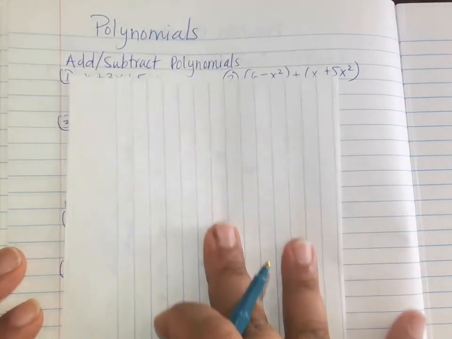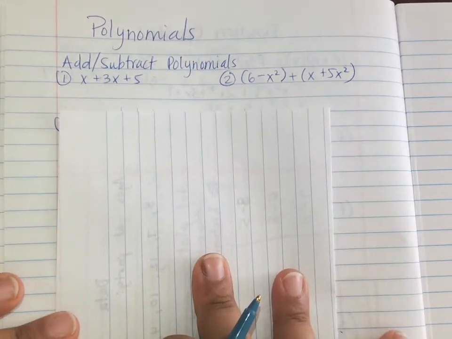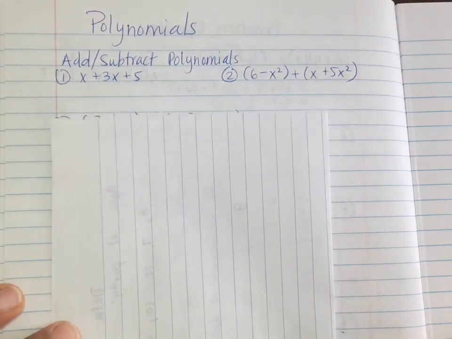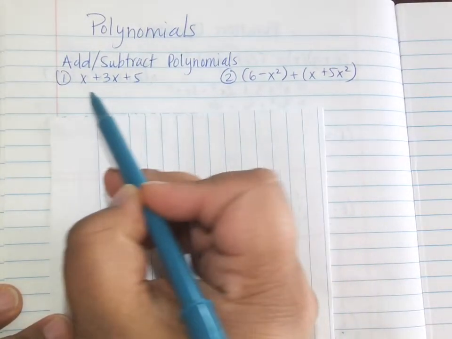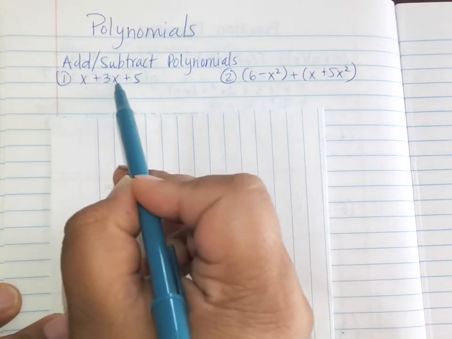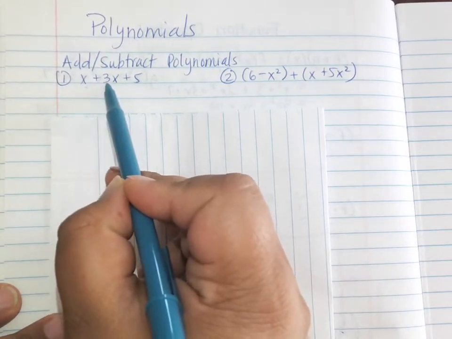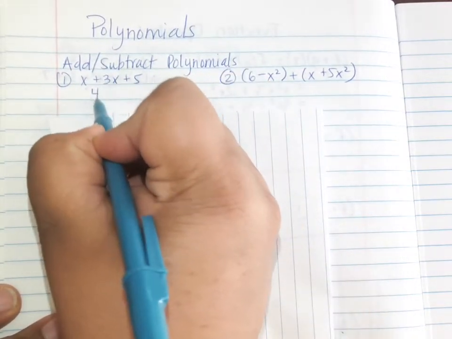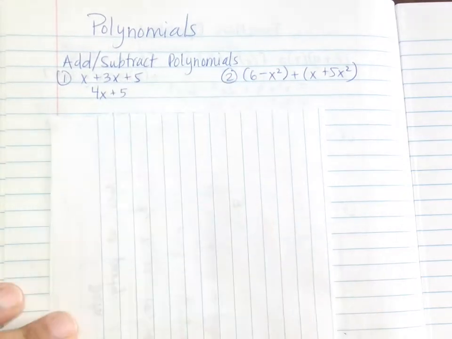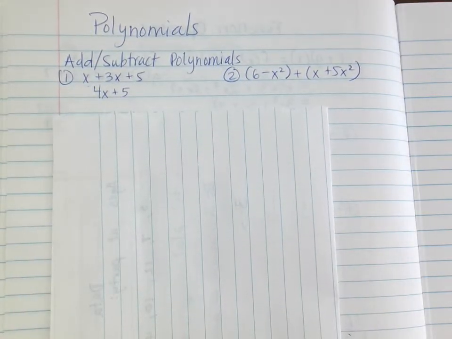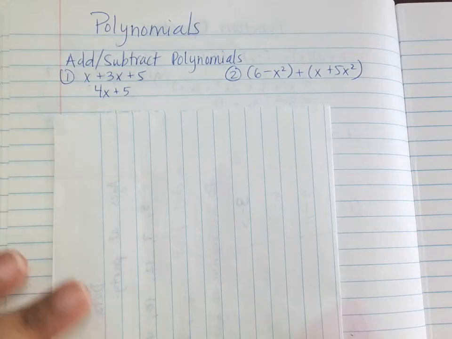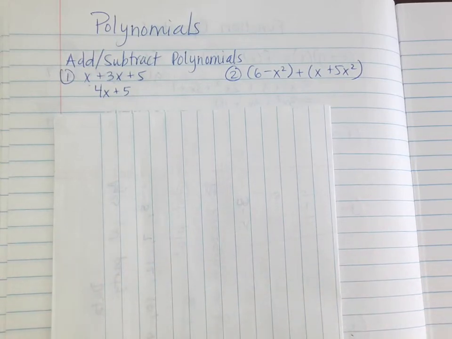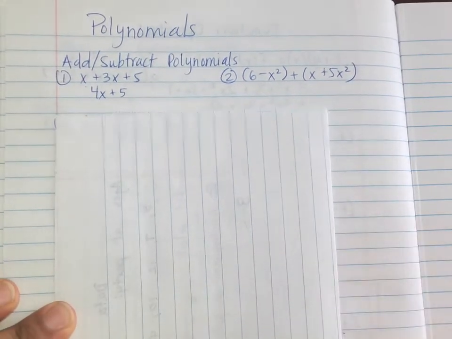So we're going to start by going over adding and subtracting polynomials first. So number one, it's basic adding like terms. We know these two are like terms because they both have an x with the same variable. So 3x plus x would be 4x plus 5. You cannot add 4x and 5 because they don't both have the variable x. So I'm going to switch pens so you can see the problems versus the answers better.